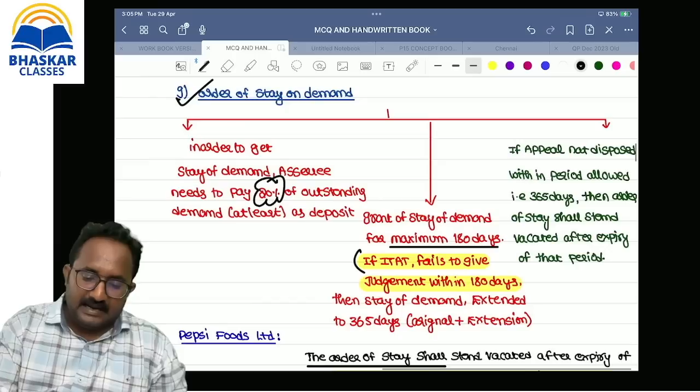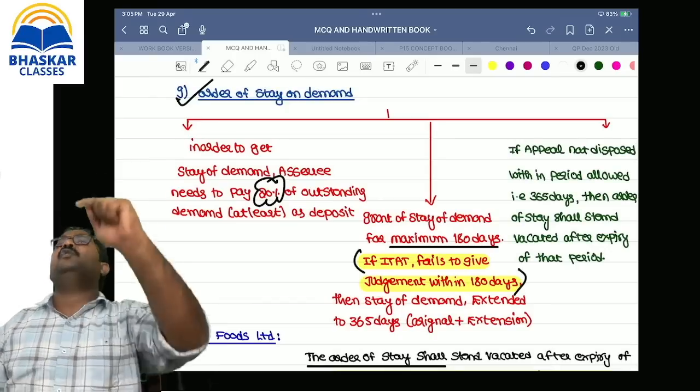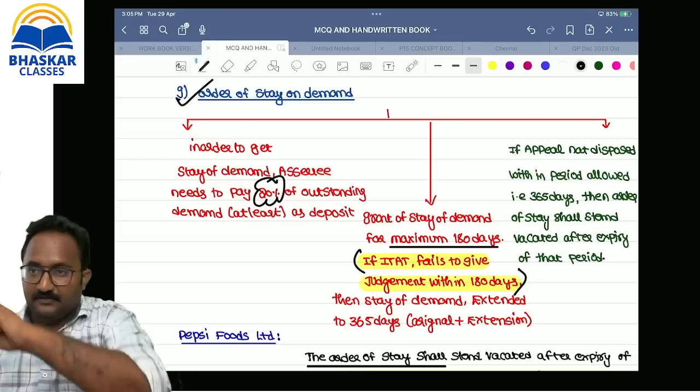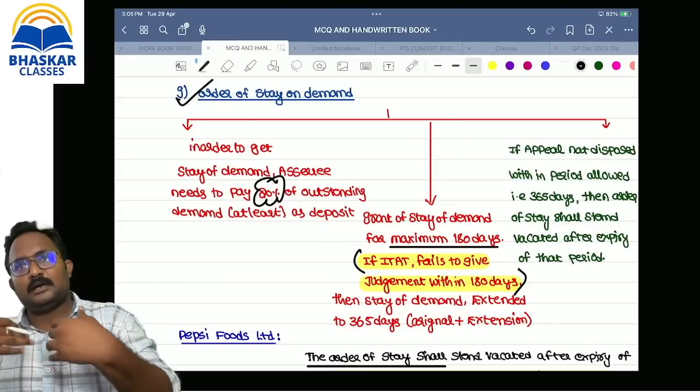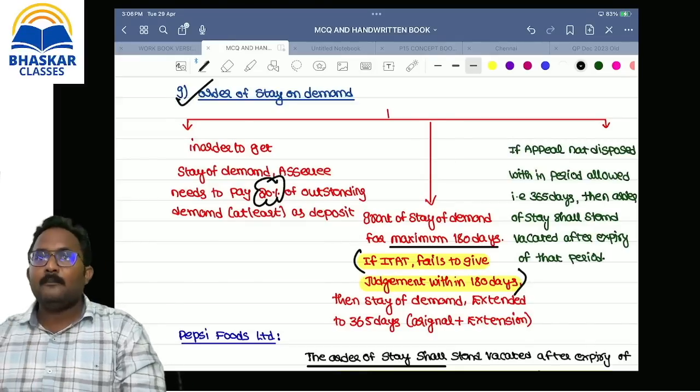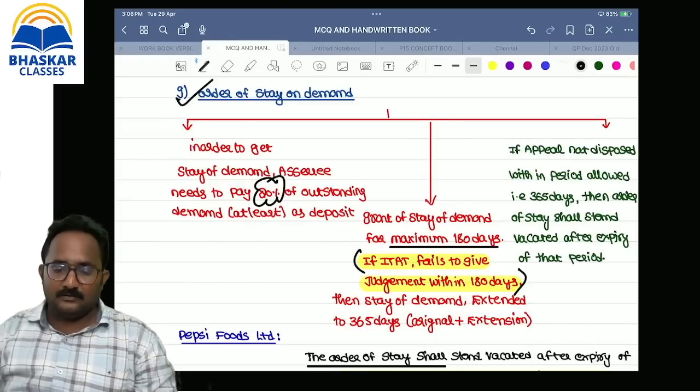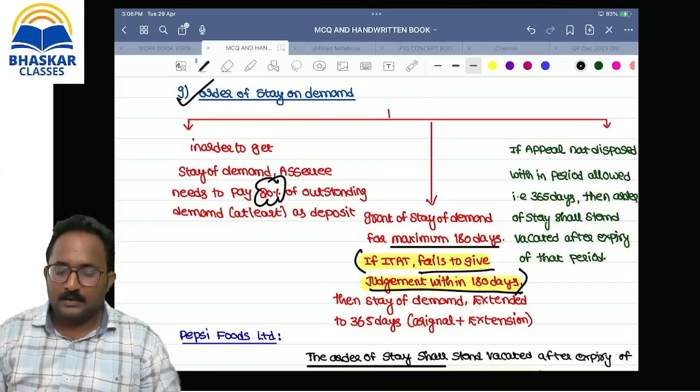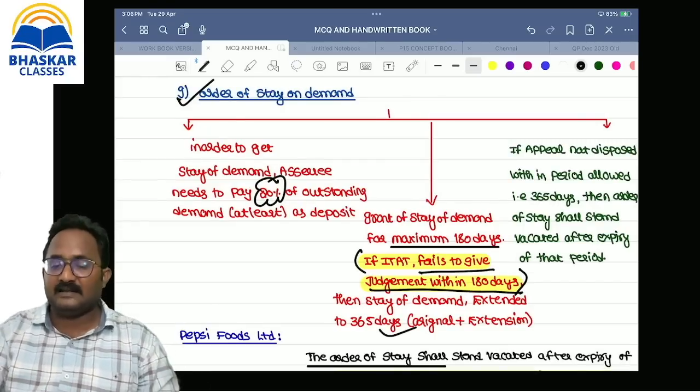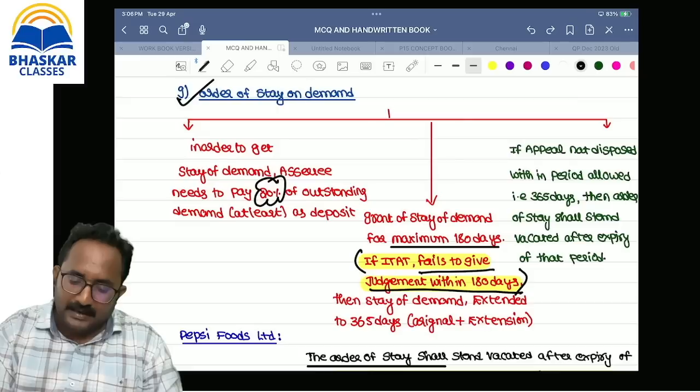Next one, stay of demand can be given only for how many days, ma? 180 days. If ITAT fails to give the judgment within 180 days, whose fault is it, ma? Department fault or ITAT fault? The assessee always comes for the appeals and for the hearing, but who fails to give the judgment, ma? ITAT fails to give the judgment because the bench is not working properly. So that's why they can give the extension. Original plus extension can be how many days, ma?